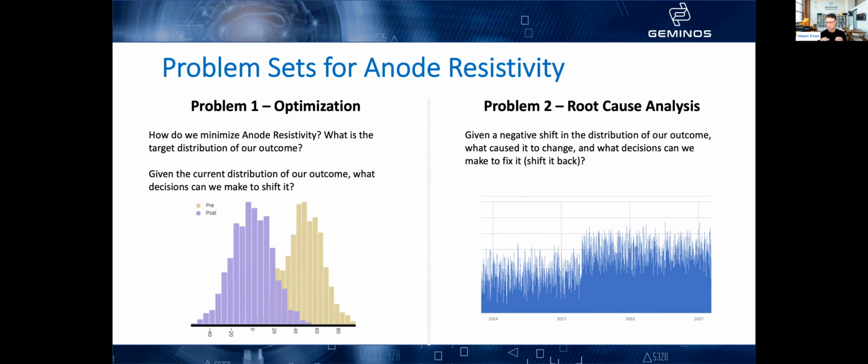So you can see in this time series here, at some point in 2015 on this chart, it moved. Why? What caused that? And what can we do to move it back? So that's a classic problem, and obviously in all kinds of different industries, different use cases, etc. These are pretty common problems.